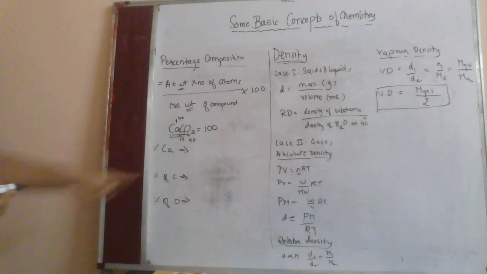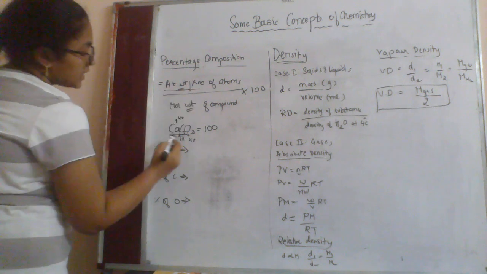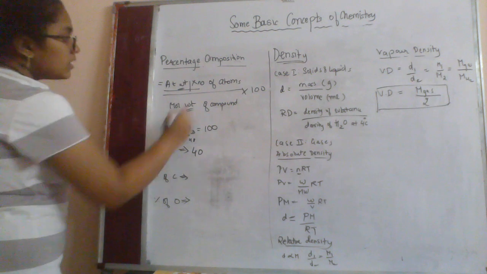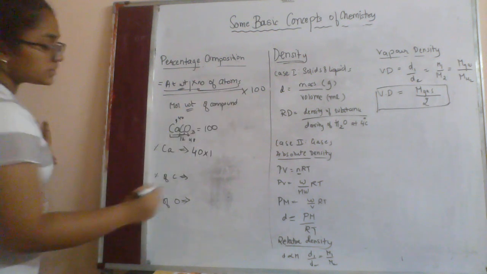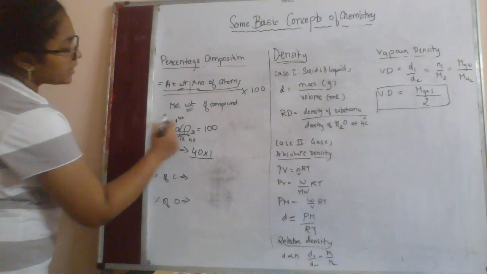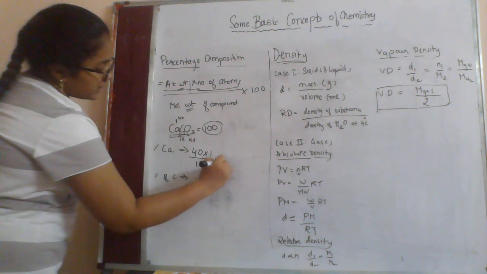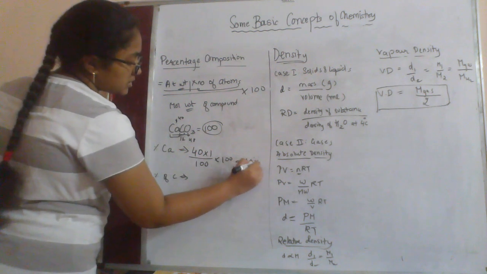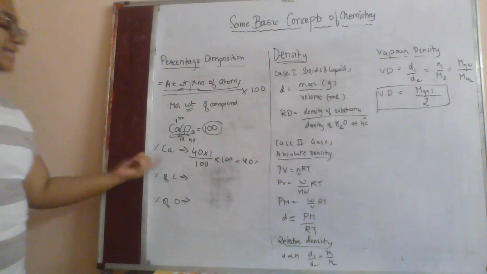Now percentage composition of calcium. What do I have to do? The atomic weight of calcium is 40, into the number of atoms, one atom of calcium is there, divided by the molecular weight of the whole compound, that is 100, into 100 because I want percentage, right? So this will be equal to 40%. So 40% of the whole compound is calcium.